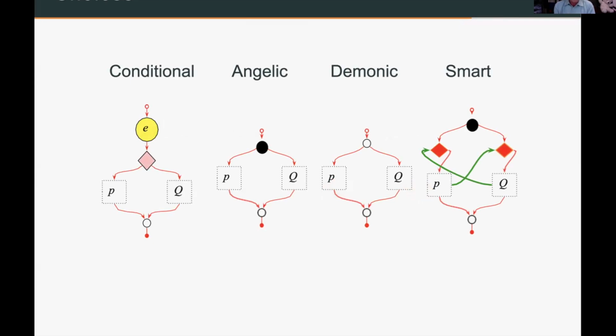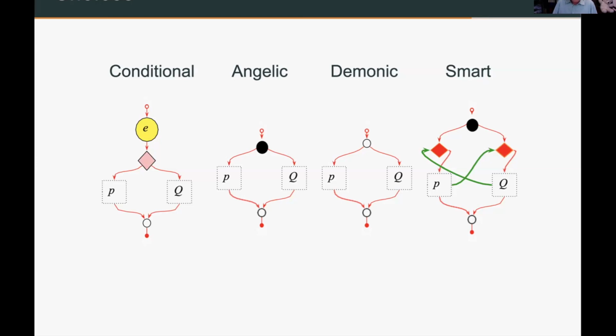The first one, the conditional, is like Dijkstra: if E is true, do P, otherwise do Q. So we need the value of E, check whether it is true or false, and then go left or right accordingly. And then the control goes out of P and Q and merges in that open circle, because control from either one is enough to go on.